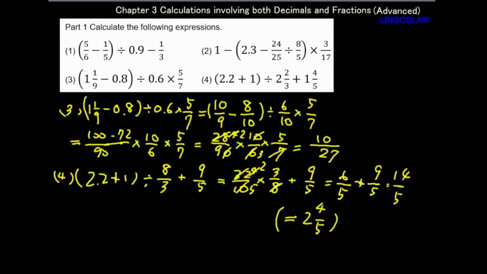Alright, let's go on to part 2. Right, part 2. Calculate the following expressions. Number 1. 1.5 minus 1 and 1/8 divided by 2/3 minus 0.25 equals. Alright, let's change decimals to fractions.